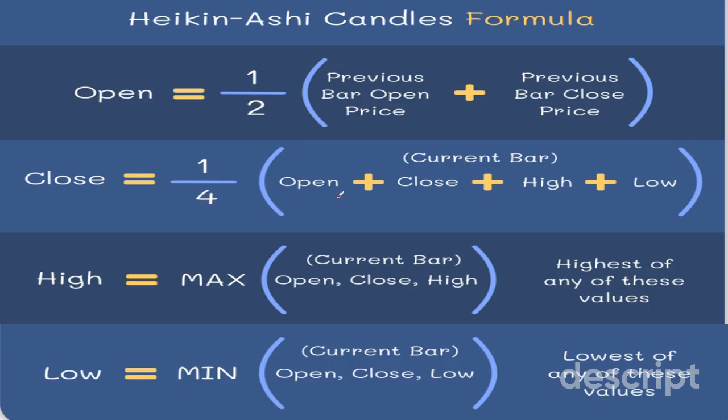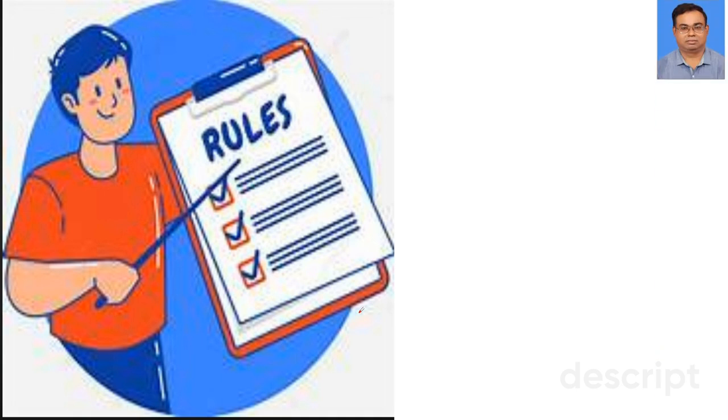The close will be nothing but the open, high, low, close of the current bar divided by 4. The high will be the maximum of the current bar's open, high, close, and the same with the low. So the formula for deriving Heiken Ashi is absolutely simple. It works on the law of averages. Let's see how we can try to encash from this.